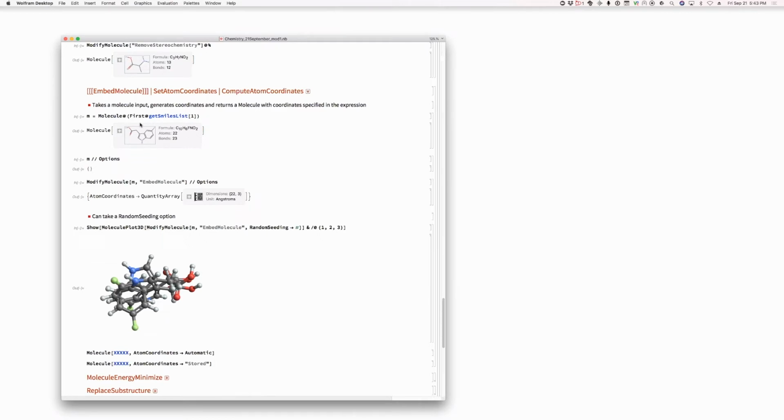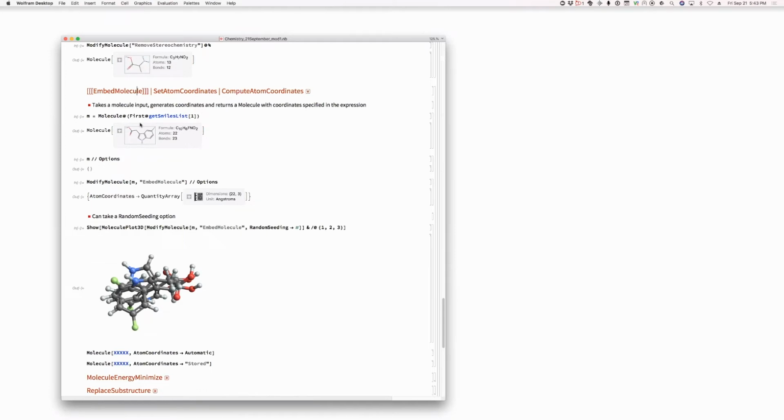Sorry, go ahead. Yep. Right. So I like compute atom coordinates either as a function on its own or as a modify molecule. It should be modify molecule. Okay. And so then there are some named methods that in the documentation page we would point to the publication where those come from.